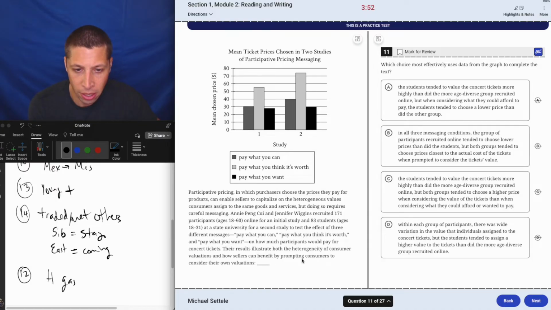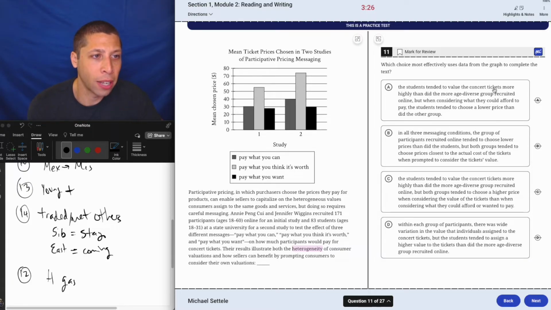their own valuations. Okay, oof. So heterogeneity means the differences of consumer valuations, meaning consumers do different things, right? So depending on what they're offered, I guess, people do different things. And how sellers can benefit by prompting consumers, meaning I guess that this one generates the most price. So let's just take a look at the choices.